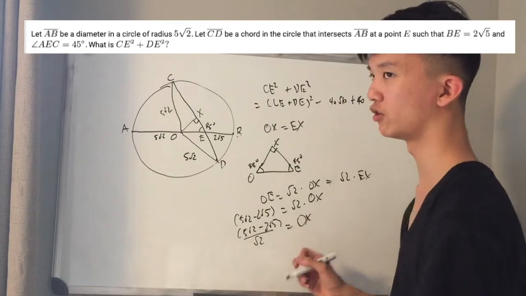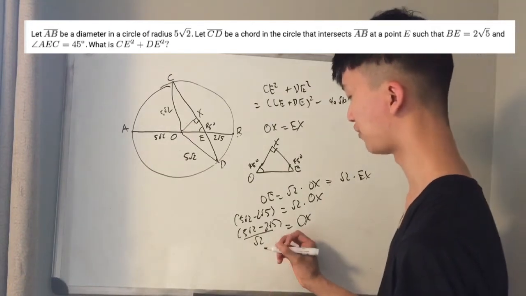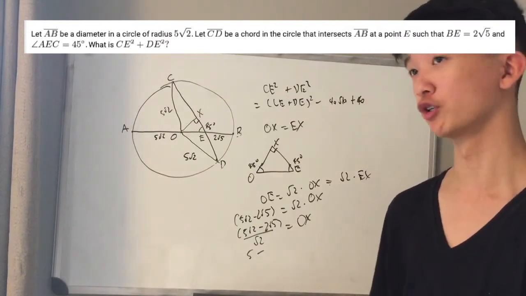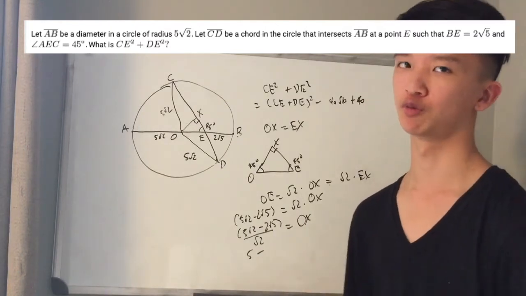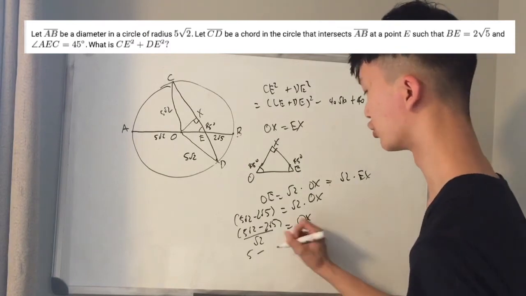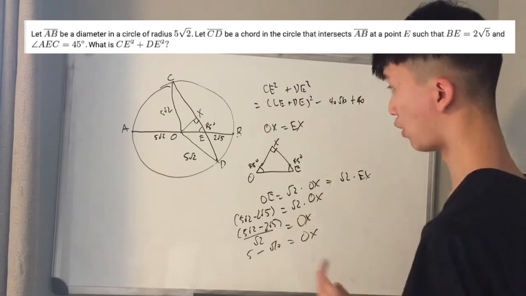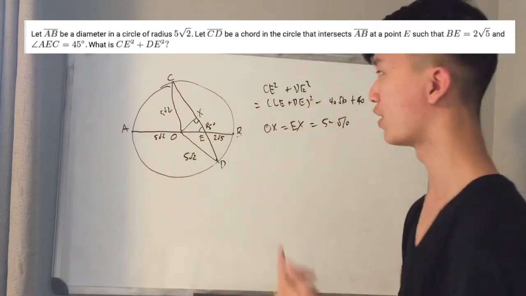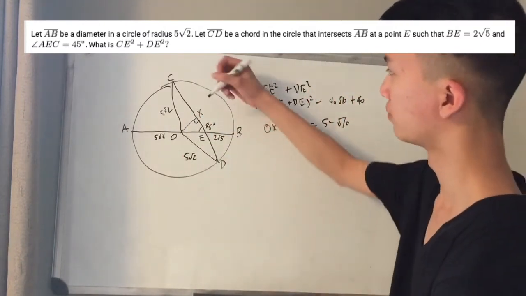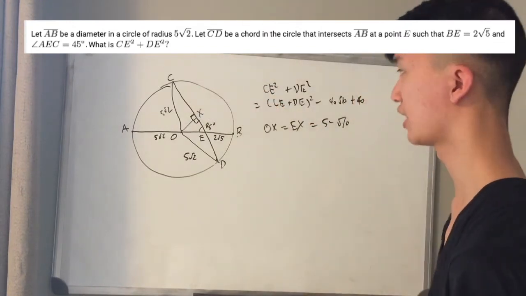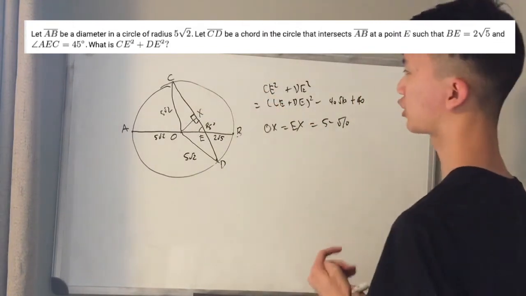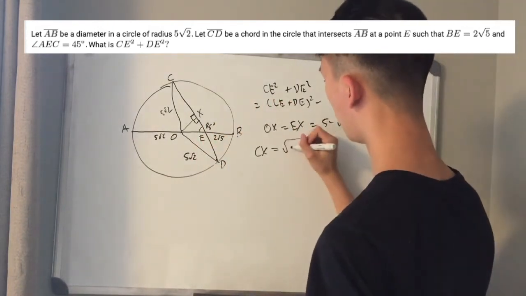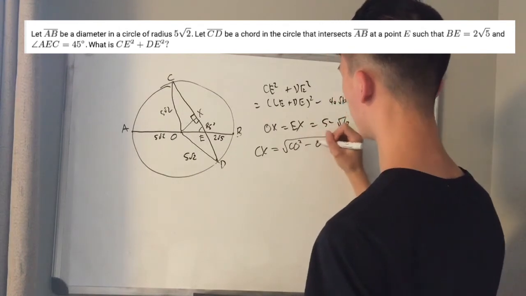Now we simplify this radical. Now 5 root 2 over root 2 is equal to 5. And 2 root 5 over root 2 is equal to 2 over 2 root 2 times root 5, which is equal to root 2 times root 5, which is equal to root 10. And this is equal to OX. Now, since OXE is a 90-degree angle, we also know that OXC is a 90-degree angle. So now, we can apply the Pythagorean theorem to triangle OXC. And so CX is equal to the square root of CO squared minus OX squared.